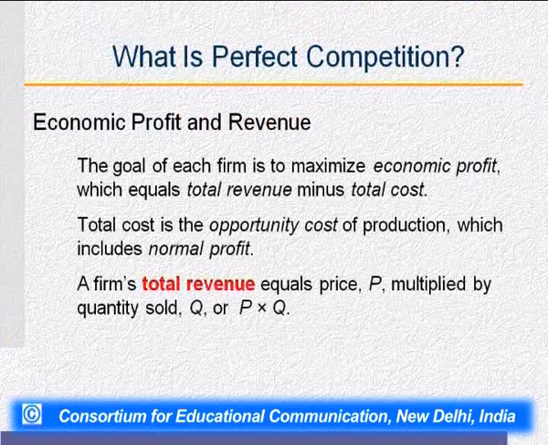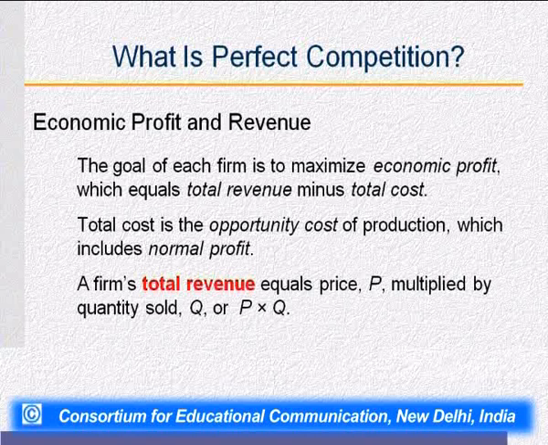Now, economic profit and revenue. You can assume how the firm gains profit and what the revenue of the firm is. The goal of each firm is to maximize economic profit, which equals total revenue minus total cost. This is the simple meaning.